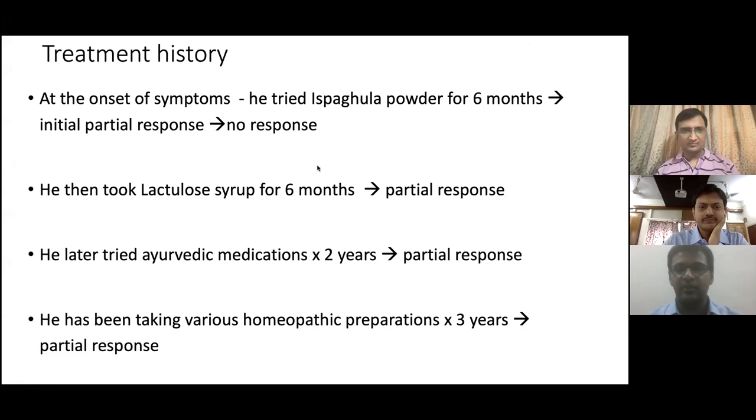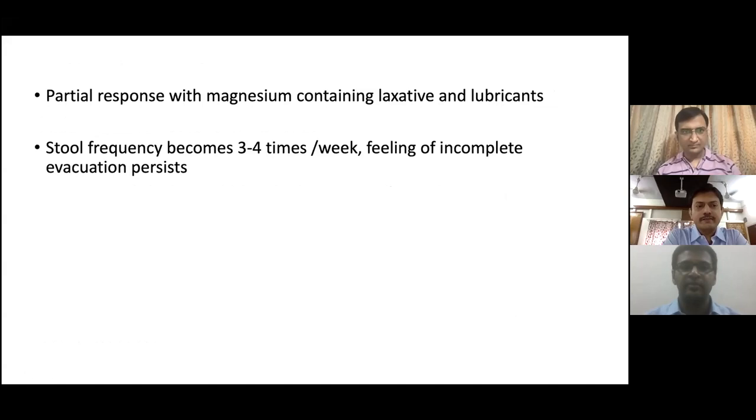Again, he had a partial response with the same. He then tried Ayurvedic medications for 2 years and later tried homeopathic medications for 3 years. With both, he had only a partial response. He also tried magnesium containing laxatives and lubricants, with which he had a partial response. And his stool frequency had only become 3 to 4 times a week, and his feeling of incomplete evacuation persisted.